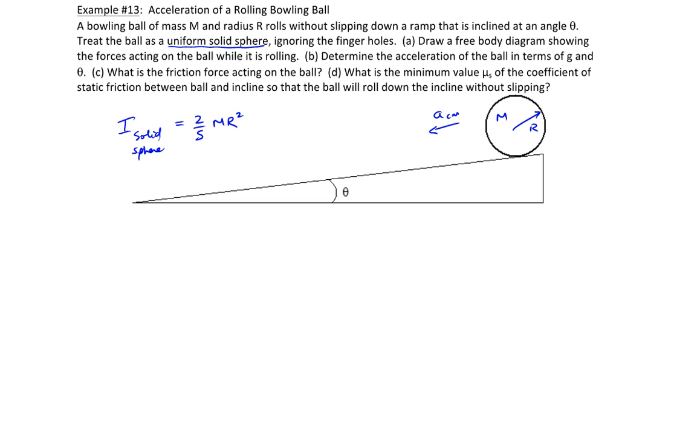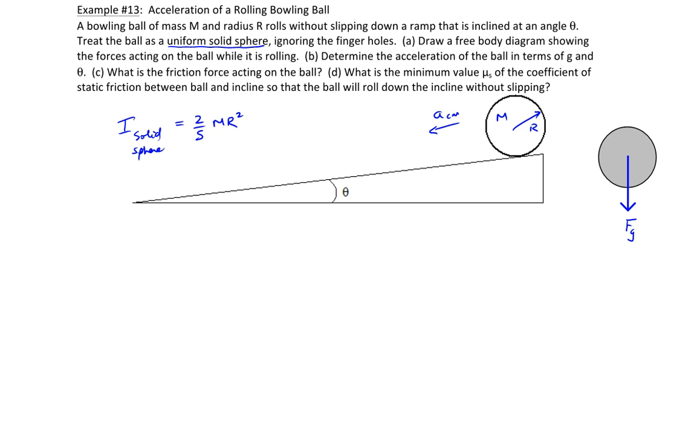So let's go to part A. Let's draw that free body diagram for this rolling sphere. What forces are acting on this solid sphere, bowling ball? Well, we have the center right here, and hopefully you realize that the force of gravity is acting directly down. So I'm going to label that as Fg, force of gravity acting on it.